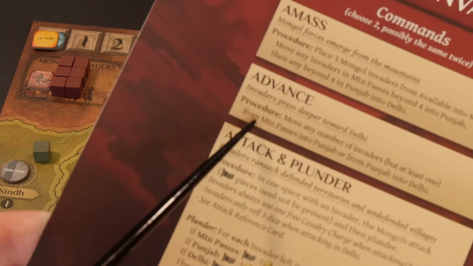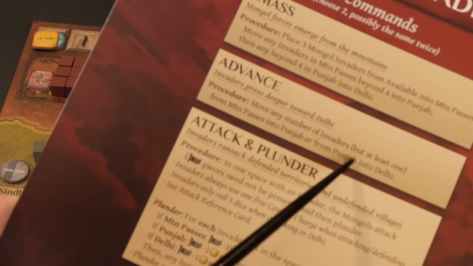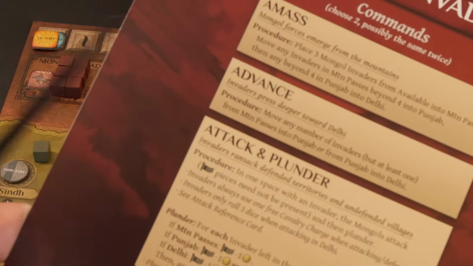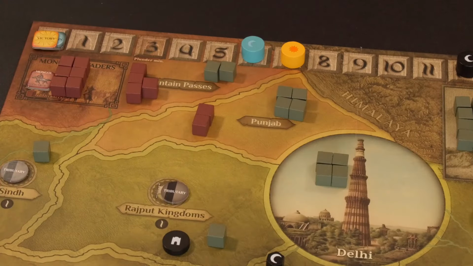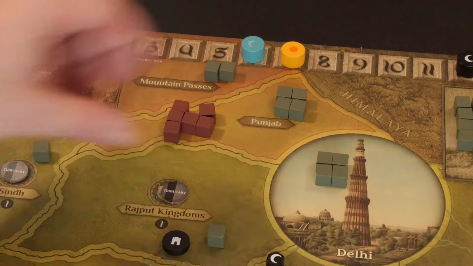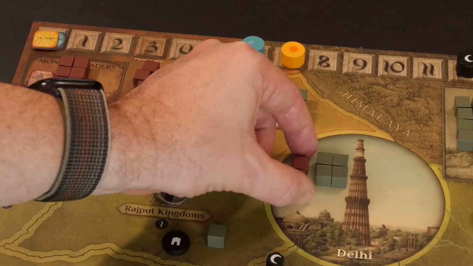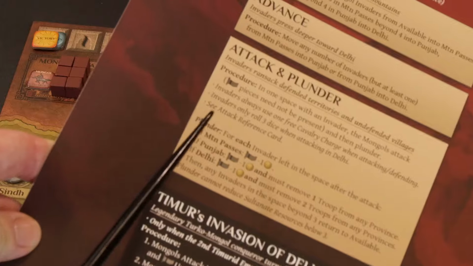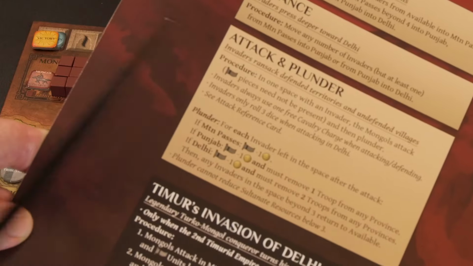The next command is Advance, which is just moving any number of invaders, but at least 1, into the next region. So again, that's from mountain passes into Punjab, or from Punjab into Delhi. The final command is an Attack and Plunder.